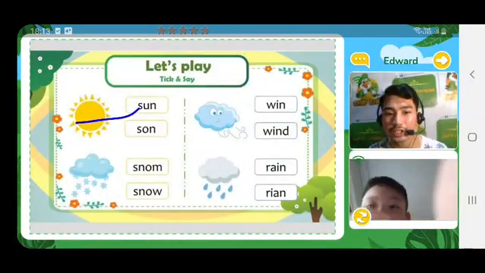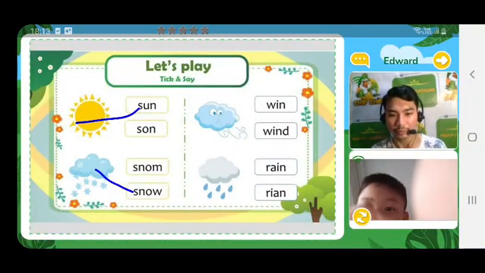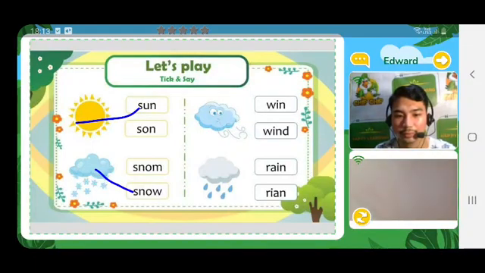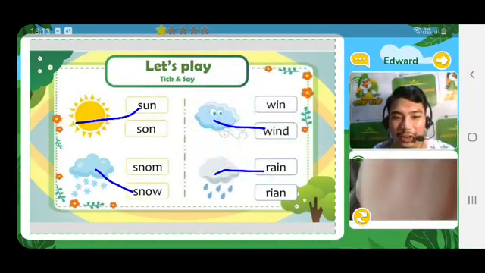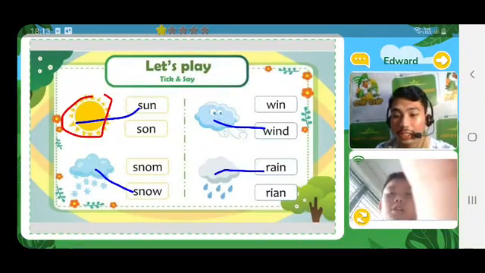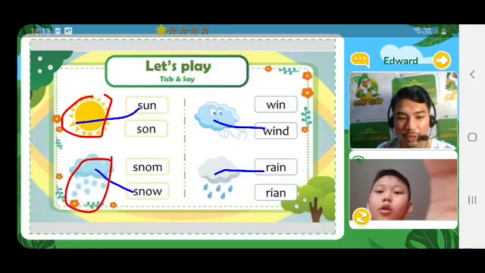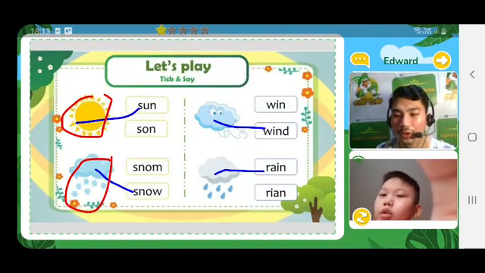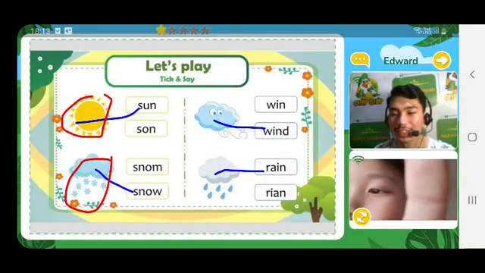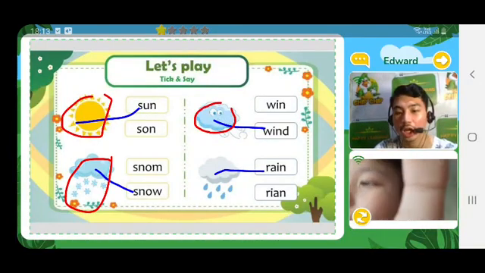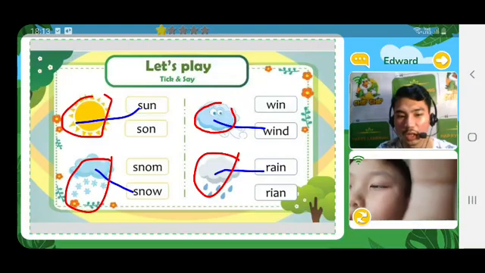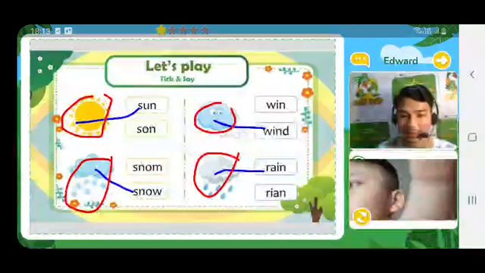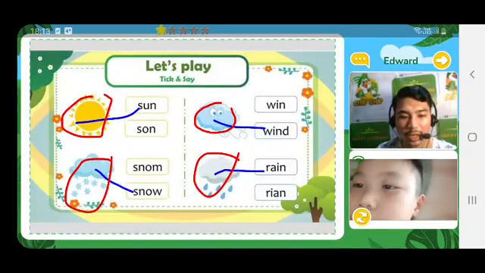Let's circle. Which one is the correct answer? Very good. Good job. Okay, what's this, Quang Tuan? Sun. This one, snow. How about this one? Wind. Okay, very good. And this one? Rain. Okay, very good. That is correct. Good job. How about the next one?